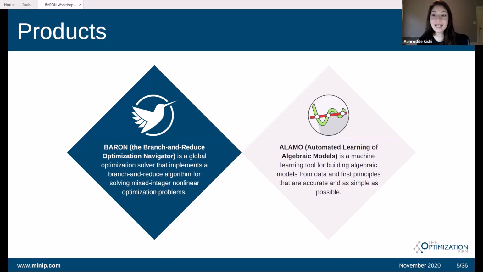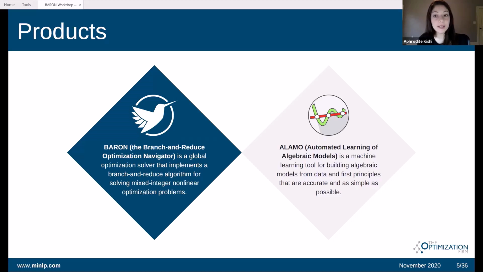In 2018, the company introduced Alamo for automated learning of algebraic models. The Alamo software is a modeling tool that allows anyone to build algebraic models from data and first principles while ensuring that they are accurate and as simple as possible. Alamo is currently the only software capable of imposing physical constraints on machine learning models, enabling users to build accurate models from small data sets.